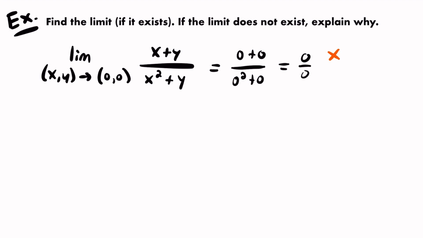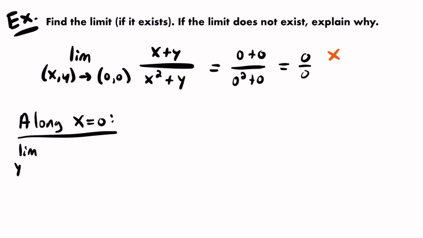So we're going to start by looking along the path x equals 0. If we're setting x equal to 0, we're going to replace each of these x's in the function with 0, so it's just going to be in terms of y. We're going to have the limit as y approaches 0 of that function. We don't include x anymore in this limit because we're saying that x is 0 for this particular path. Replacing x in this function with 0, we get 0 plus y divided by 0 squared plus y. And so simplifying, we get the limit as y approaches 0 of y divided by y.